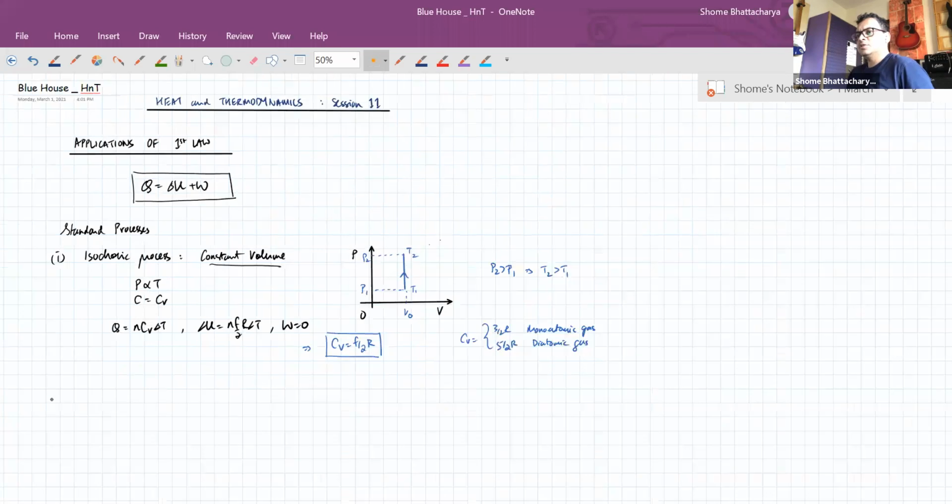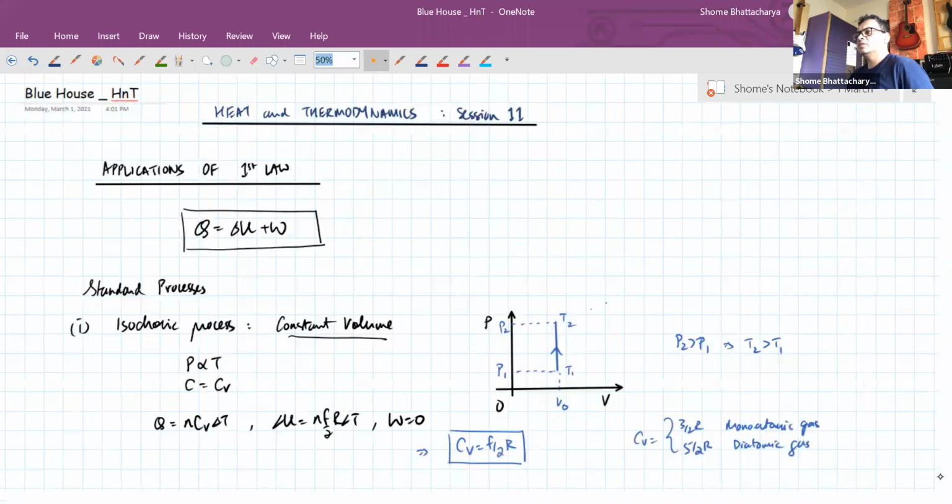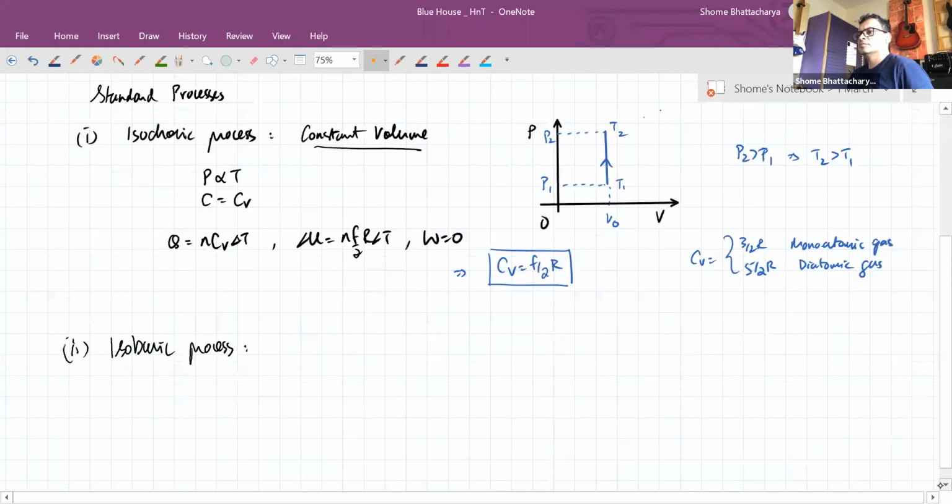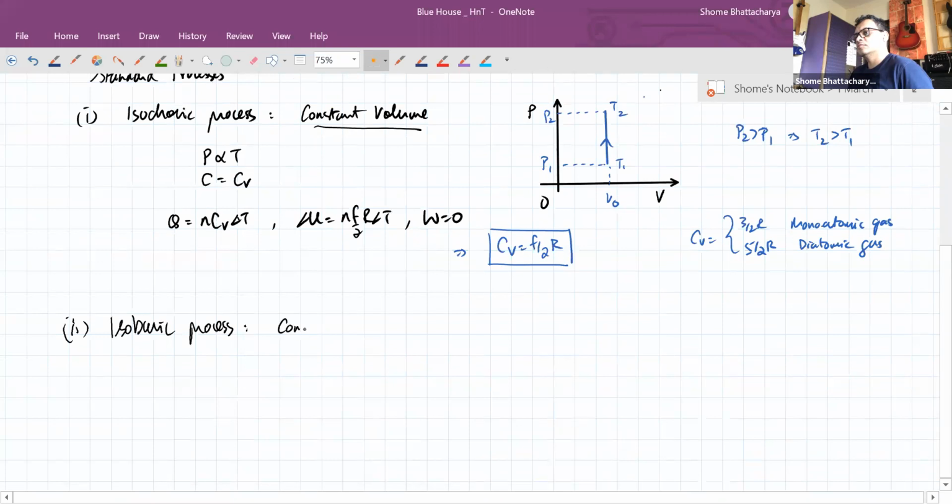Okay, then the second process we saw was isobaric. That was one where the pressure is constant. So this is one where volume is proportional to temperature. The molar specific heat capacity is Cp. So Q becomes nCp delta T. Delta U is nf by 2 R delta T.